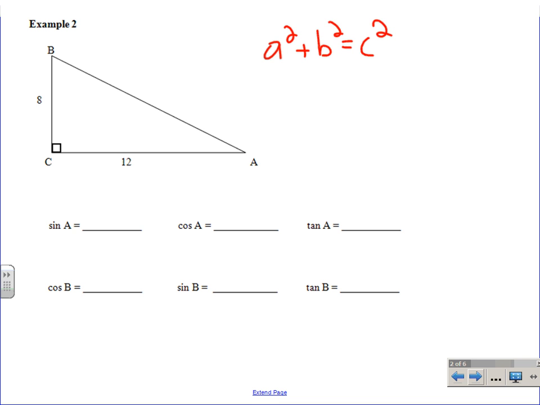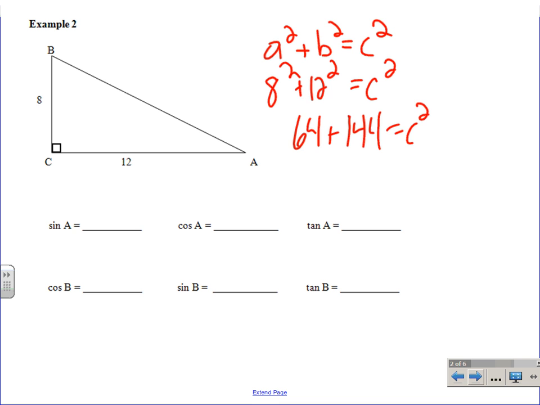And so which one am I missing here, A, B, or C? I'm missing C, right, the hypotenuse? So we don't know that one. Does it matter 8 and 12, which one's A or B or anything like that? No, not really, right? So 8 squared plus 12 squared. So what do we got there, 64? Anybody know 12 squared off the top of their head? 144, good. Equals C squared. If we add that, what's that, 208? So that side's 208? That doesn't make any sense.